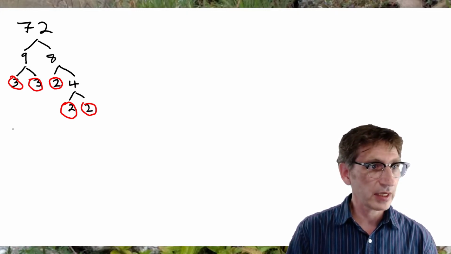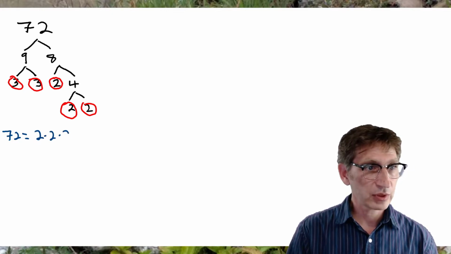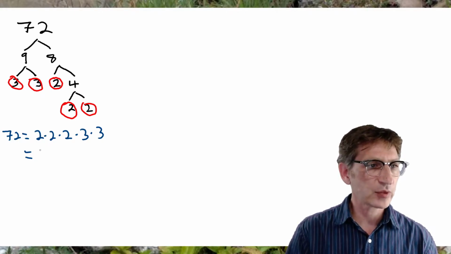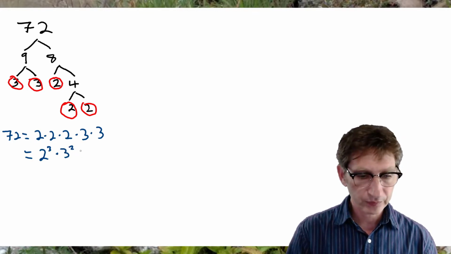So let's just write that out here. 72 equals 2 times 2 times 2. I got the 3 2's here, and then times 3 times 3. And it's a nice way to write this by using exponents. So this is actually 2 to the third, and this is 3 squared.